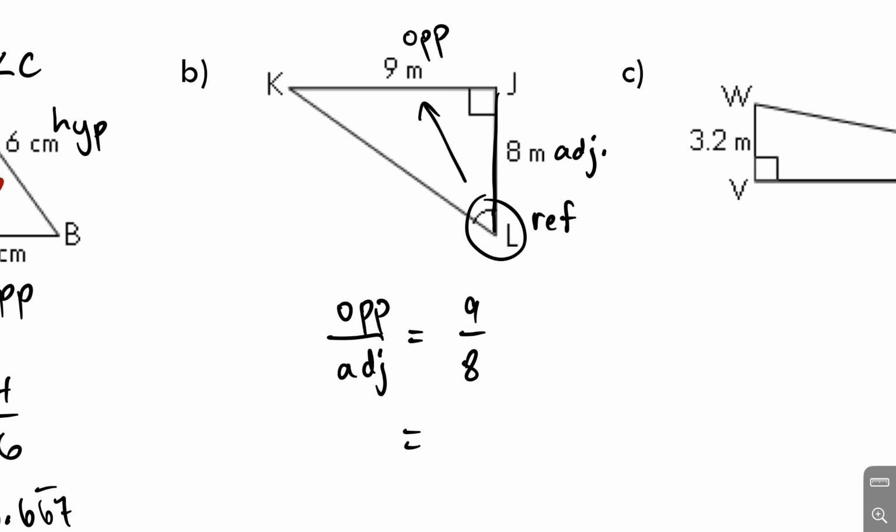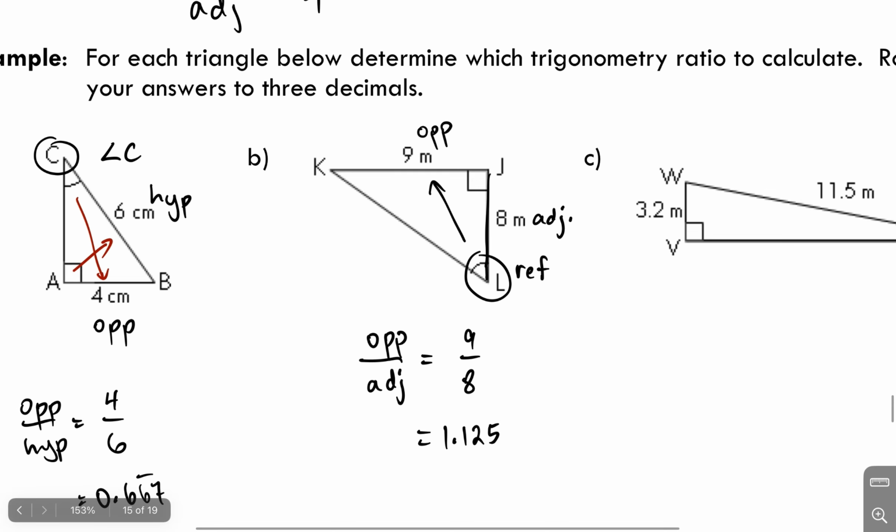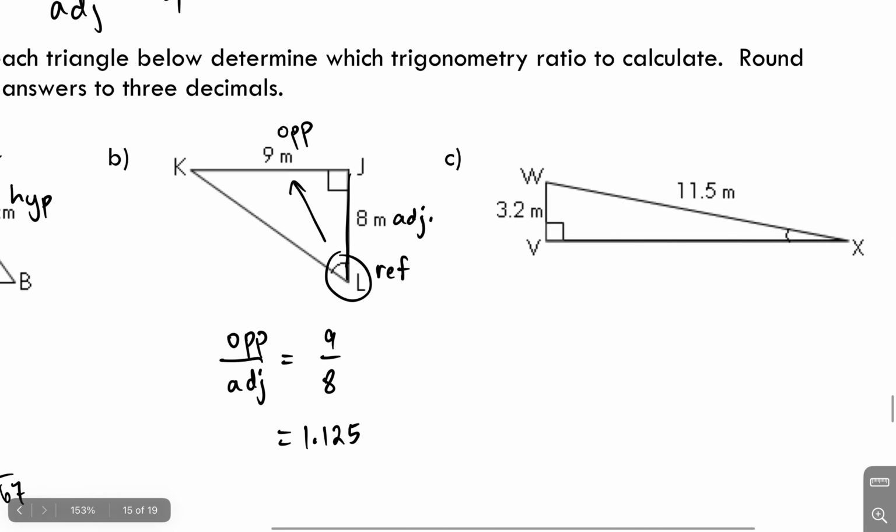So we're going to convert that to decimals too. So 9 divided by 8 is 1.125. So we'll keep it to 3 decimals.